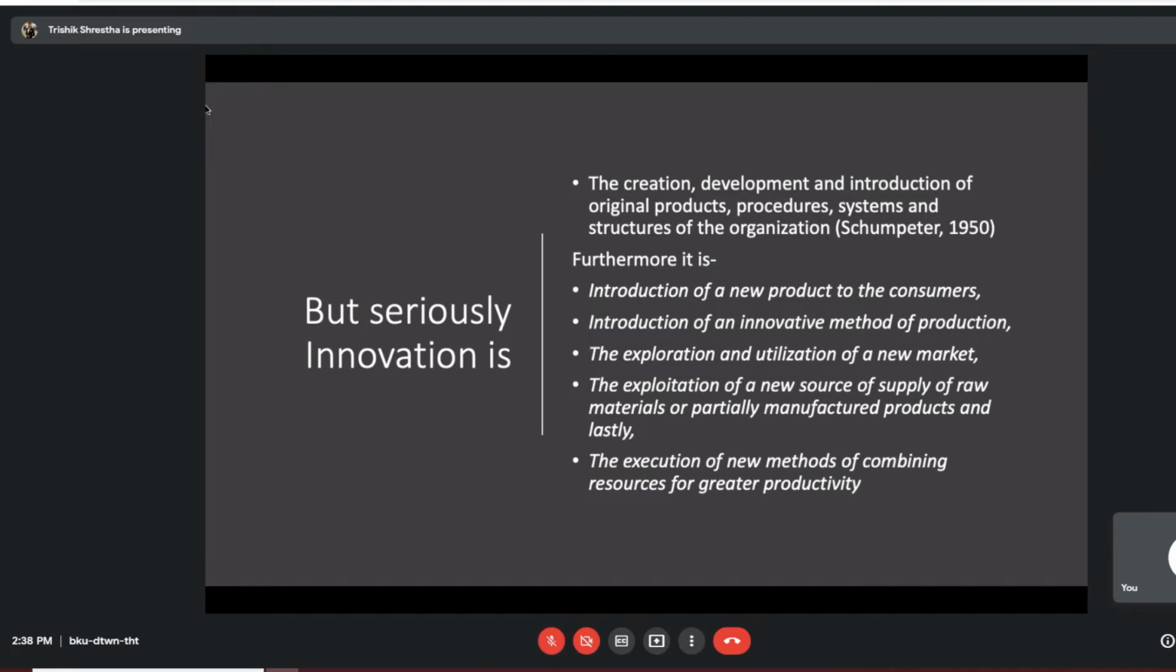Innovation is not just, according to Schumpeter at least, creating a new product. It is also creating new ways of making that product or service, new ways in which a service is delivered, new ways in which a product is made. It is also creating a new system in which this is made possible. We can make products, we can make new procedures, but innovation is also creating a new system through which all of this is possible. And at the end, it is also the structure of the organization itself.